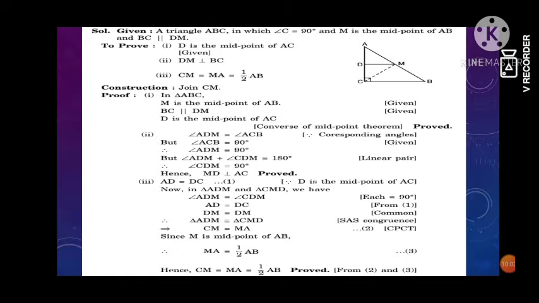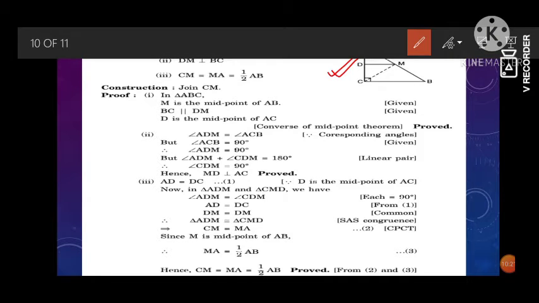Now this is the solution. First, as always, we will write the given. In given it is said that triangle ABC, angle C is 90, M is the midpoint of AB, BC is parallel to DM. So this much is given, and for that the corresponding diagram is this one. The three subparts we have to prove, we will write down in to prove. Now we are joining two points, that is CM. So we will write the word construction and then we will join the points C and M.